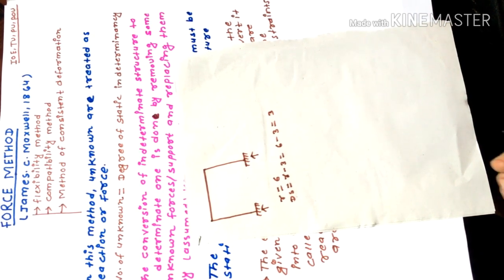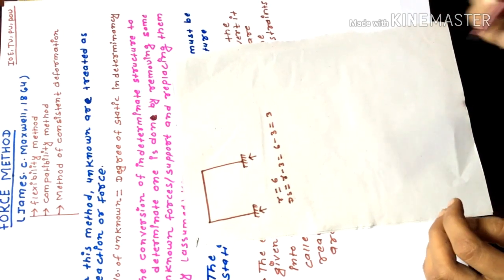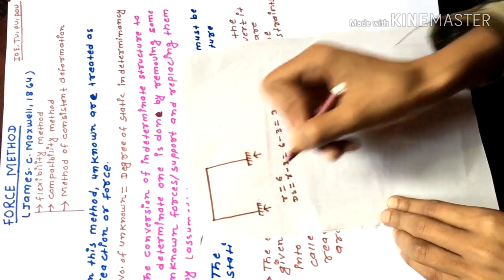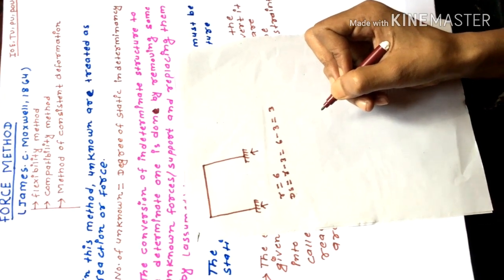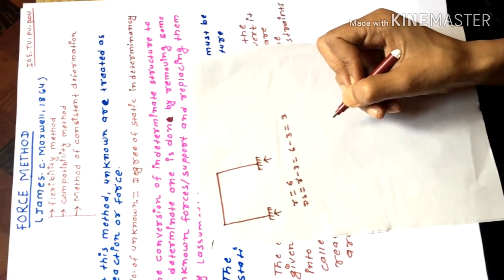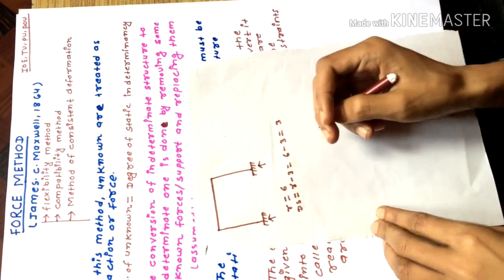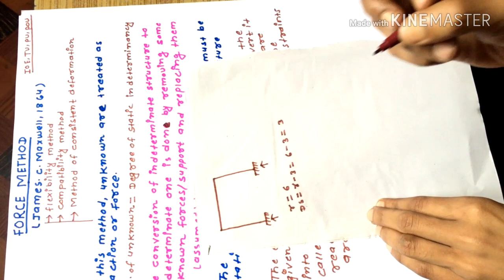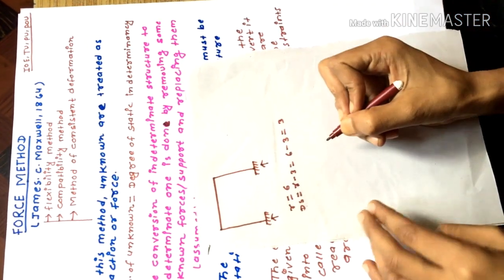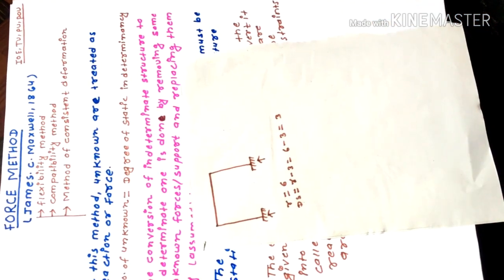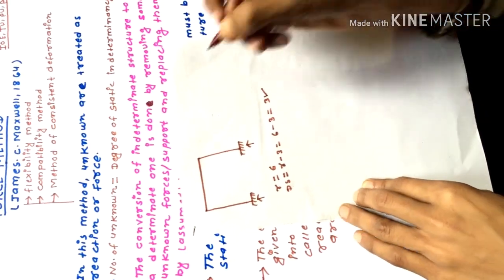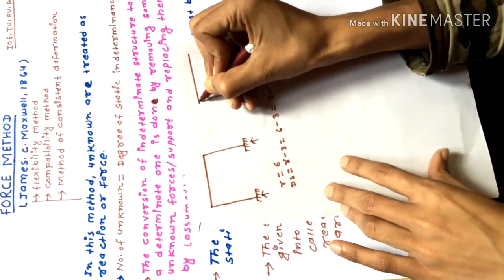The force method was introduced by James C. Maxwell in 1864. According to him, in the force method, the restriction is removed and we analyze using the static equations of equilibrium. In this method, let me clarify why it is known as the force method. The number of unknowns is equal to the degree of static indeterminacy. In this frame, the degree of static indeterminacy is 3. So the number of unknowns is 3.